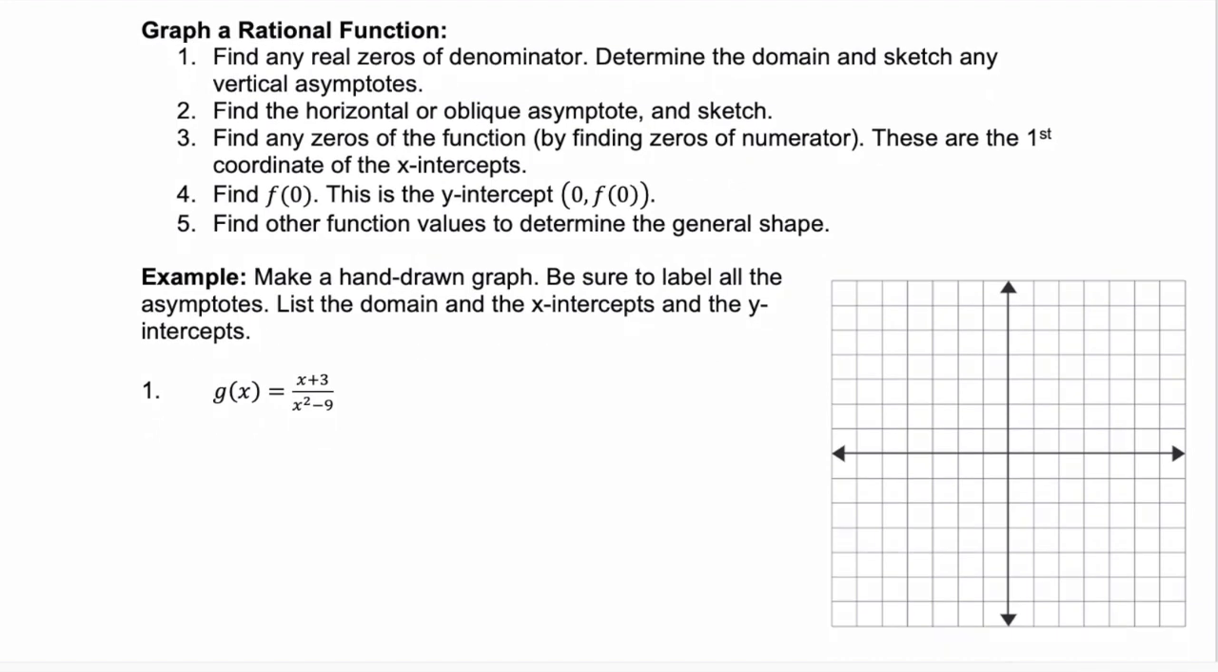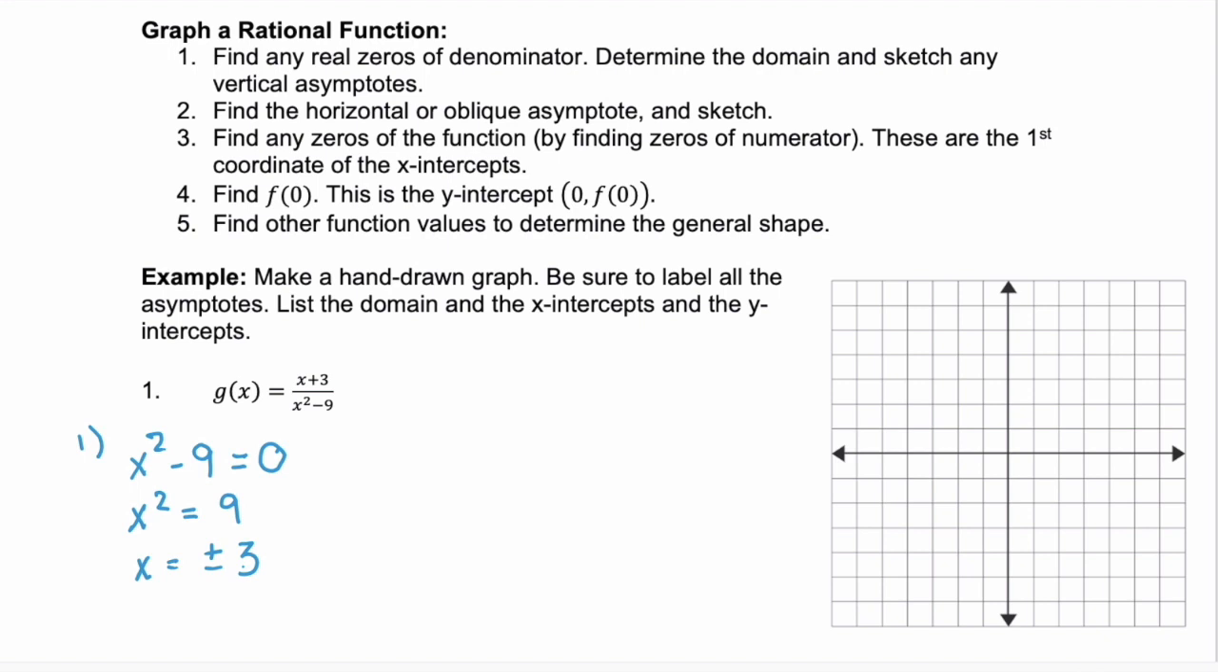Okay, we need to piece all of this together in order to be able to graph a rational function. So let's go step by step. Step 1, we want to find any real zeros of the denominator. Well, to do that, we need to take the denominator, x squared minus 9, equal to 0, and solve it. So that's x squared equals 9, or x equals plus or minus 3.